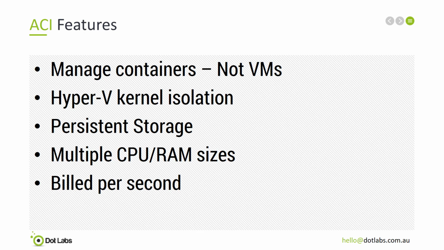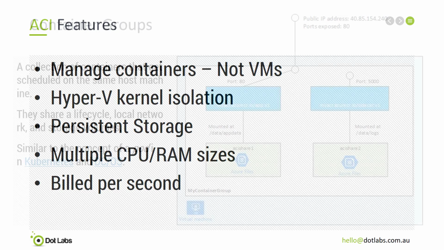Multiple CPU and RAM sizes, so you've got some options there. You can deploy your container and run it with 1 CPU, 4 CPU cores, 1 gig of RAM, 4 gigs of RAM, it's your choice, and every tier has its own price. And it's billed by the second. So if you want to deploy a container, run it for a few minutes, complete your workload and dispose of it, you're only billed for those few minutes that you run your container, that's all.